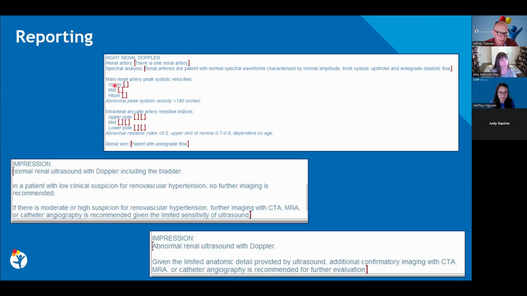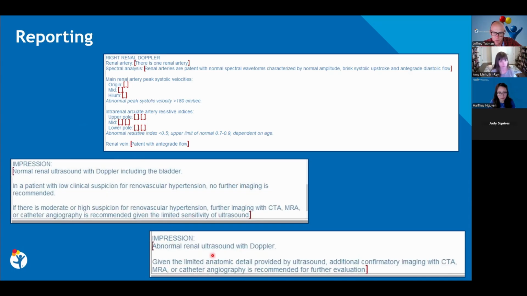So we report all of the peak systolic velocities at each of the three locations within the main renal artery. Then we get our arcuate artery, and we get those two different samples for the resistive indices. Then we include a little reference in the text of the findings as well. Then these are our two impression fields that we can pick from. If the findings are normal, we say normal, but if there's a moderate or high suspicion, then they still need to get further imaging. And if it's low suspicion, then you can probably stop there.